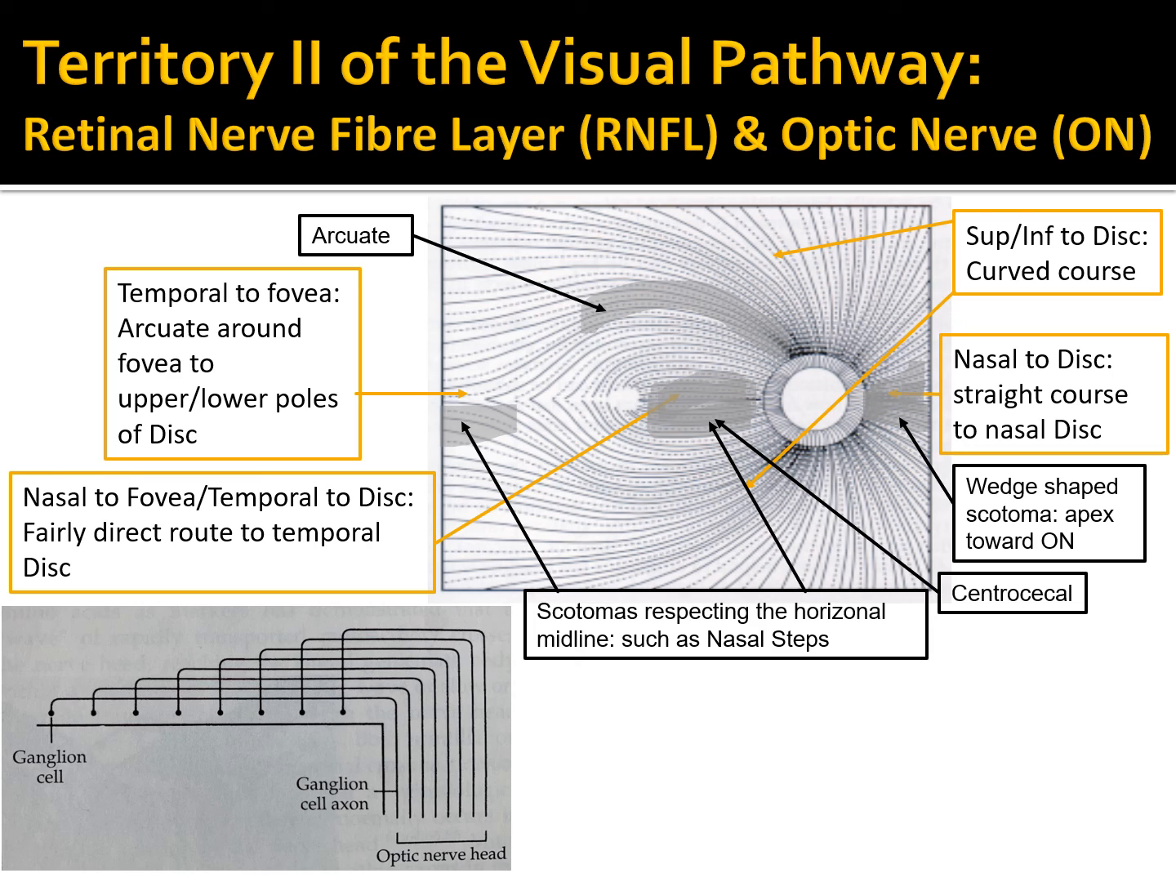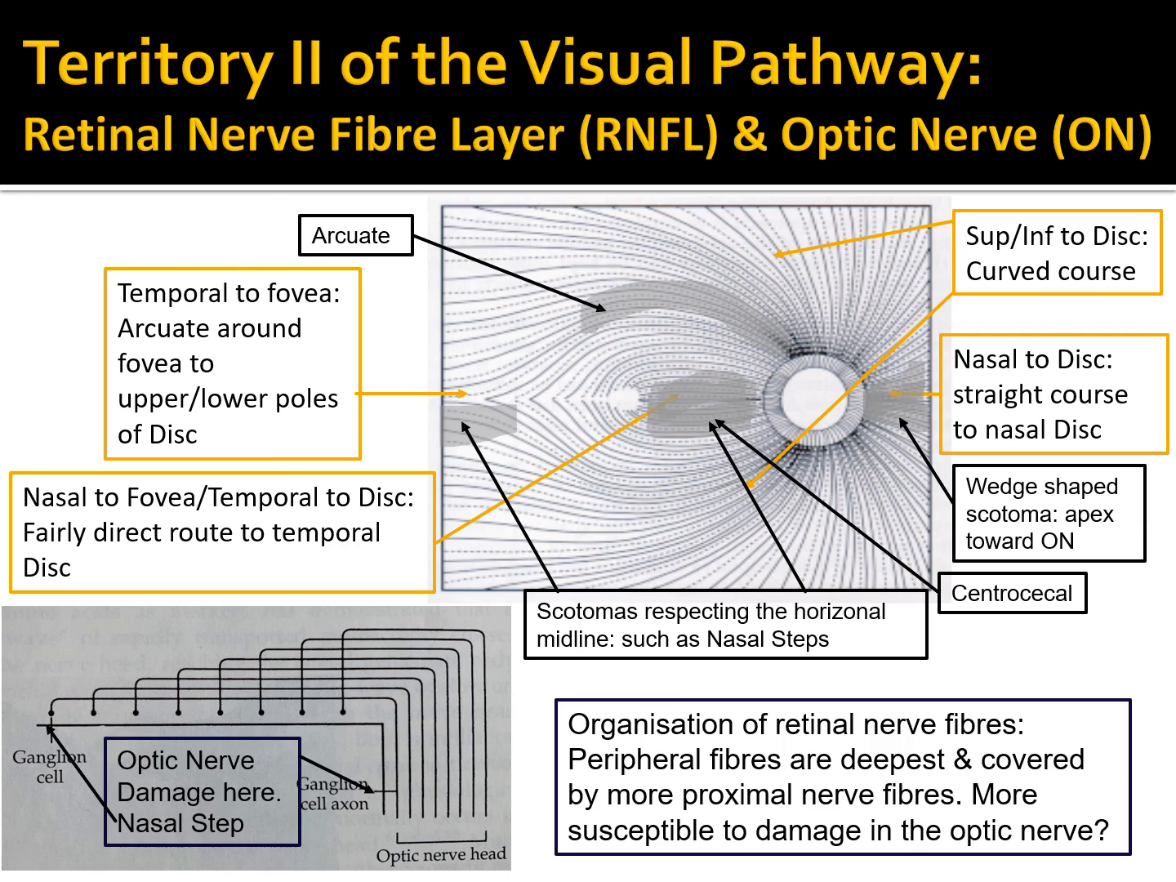Now again, the bottom left corner there shows the cross section through, and the more peripheral ganglion cells are the deepest, hence the nasal step. So for instance, you could have a lesion at the optic nerve here, and you'll have a field loss way the heck out there. So peripheral fibers are the deepest and covered by more proximal nerve fibers. And that, to me, makes them more susceptible to damage in the optic nerve. Hence, a nasal step corresponds because it's a deep, deep ganglion cell that's much deeper as it turns into the optic nerve.